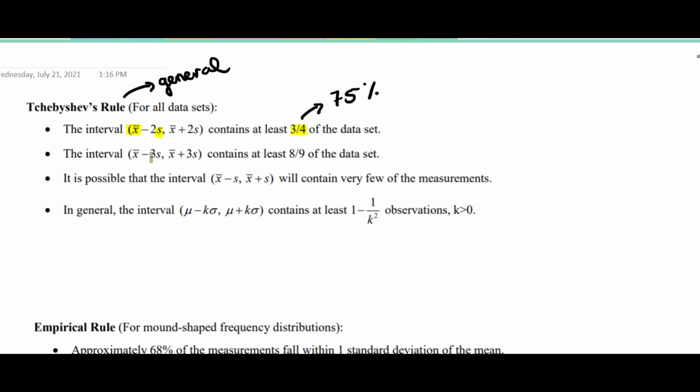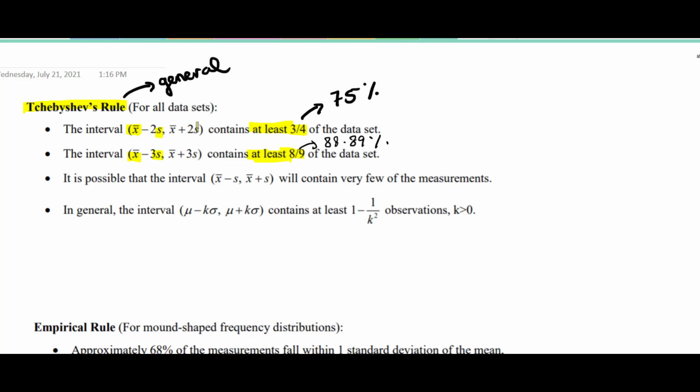The same for 3 standard units. This interval x bar plus or minus 3 standard deviation units contains at least 8 over 9 of the data set. If you just calculate this, it would be 88.89%. So what you really need to focus on in Chebyshev's rule is that it's at least 3 over 4 and at least 8 over 9.